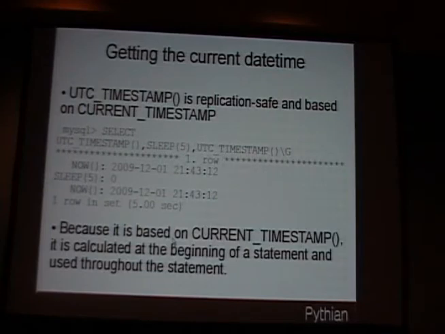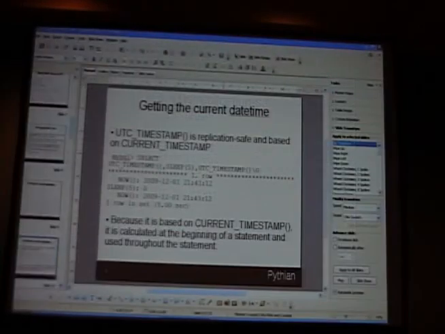UTC timestamp is similar, is replication safe, and is based on current timestamp. It does the same thing, but basically all it does is take the offset. If I'm in Eastern time, I'm going to take the offset, which is minus 5 hours, I think, and add that on. So UTC timestamp doesn't actually get the time in UTC. It just takes the current timestamp and adds what the offset should be. Because it's based on current timestamp, you get the same values here. It's just that the UTC timestamp is a little different.